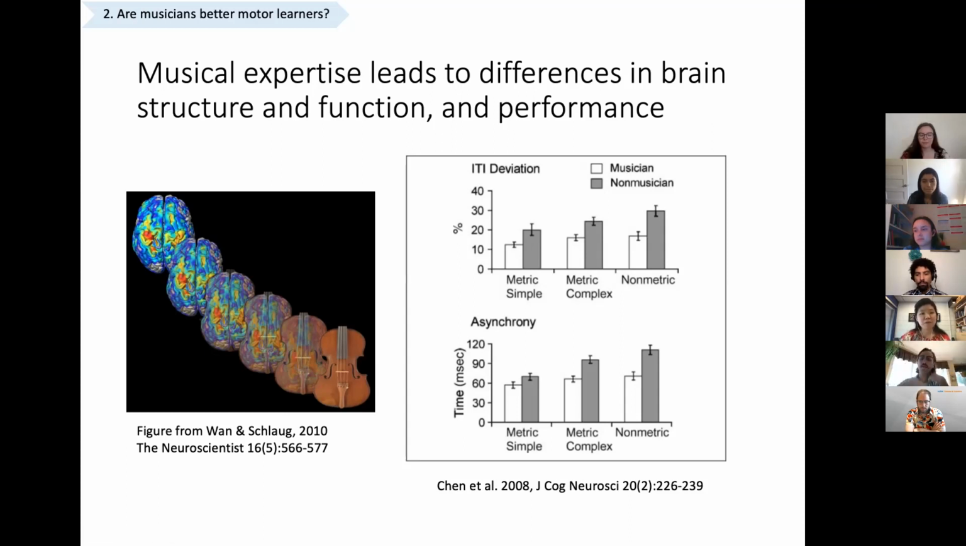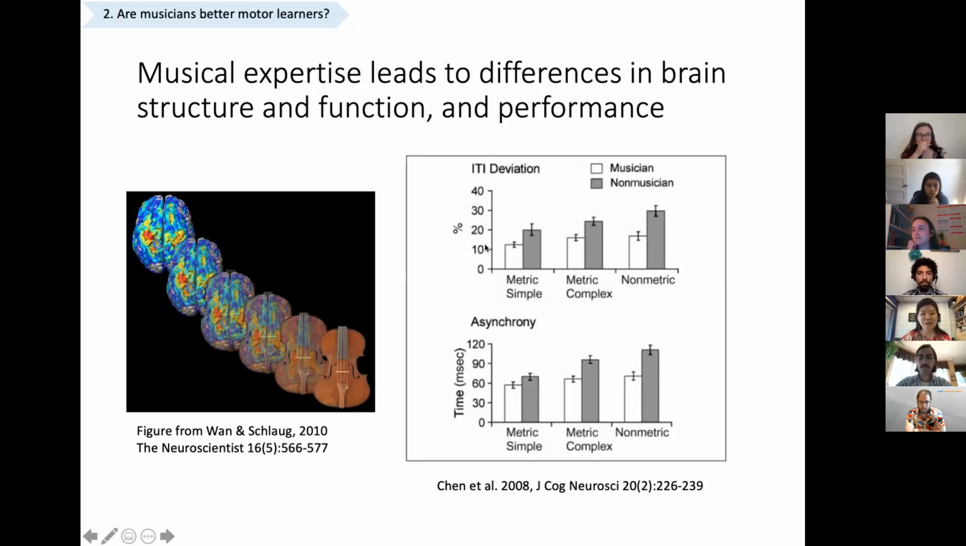And namely, people have found that regions such as the motor cortex, cerebellum, premotor cortex, and auditory cortex have shown changes in structure and function that have been reported. And importantly, we also know that musical expertise confers some advantages to performance.